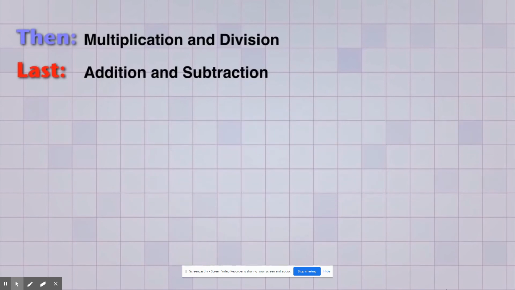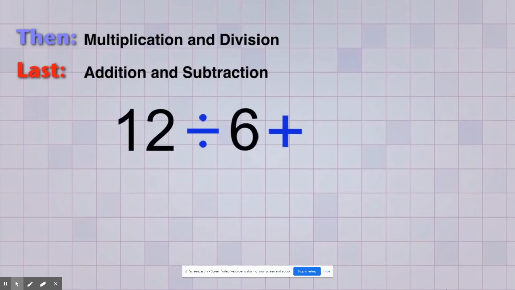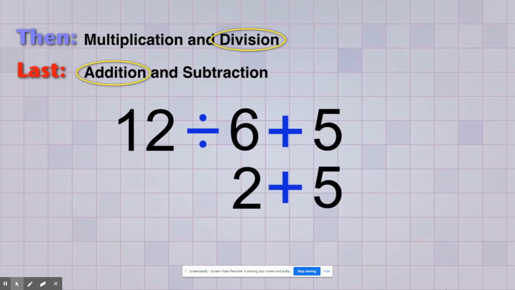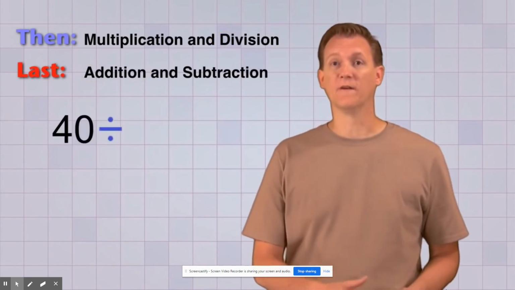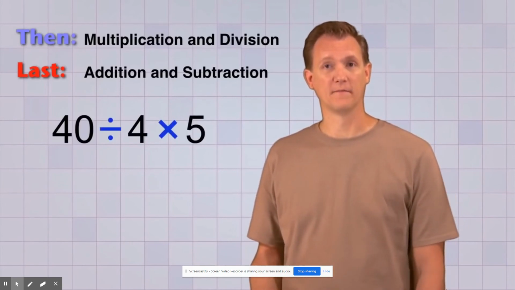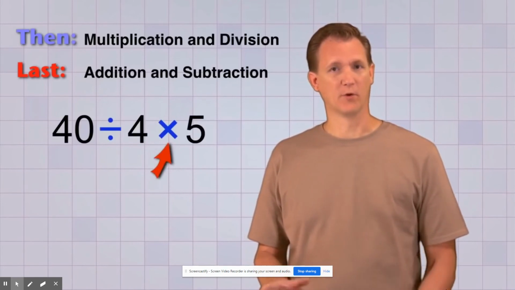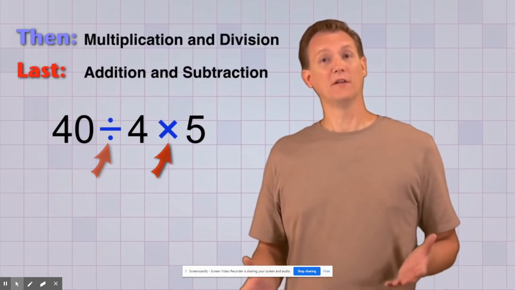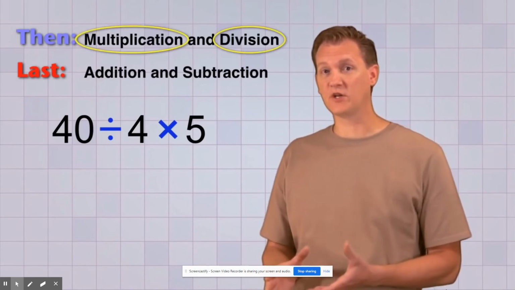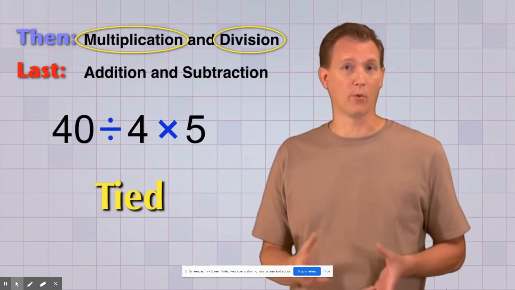And here's another problem. 12 divided by 6 plus 5. Again, our rules say to do the division before addition. So 12 divided by 6 equals 2, and then we add the 5 to get 7. And here's one last problem. 40 divided by 4 times 5. Which do we do first, the multiplication or division? Our rules don't tell us. Well, that's because multiplication and division are tied for priority or importance.